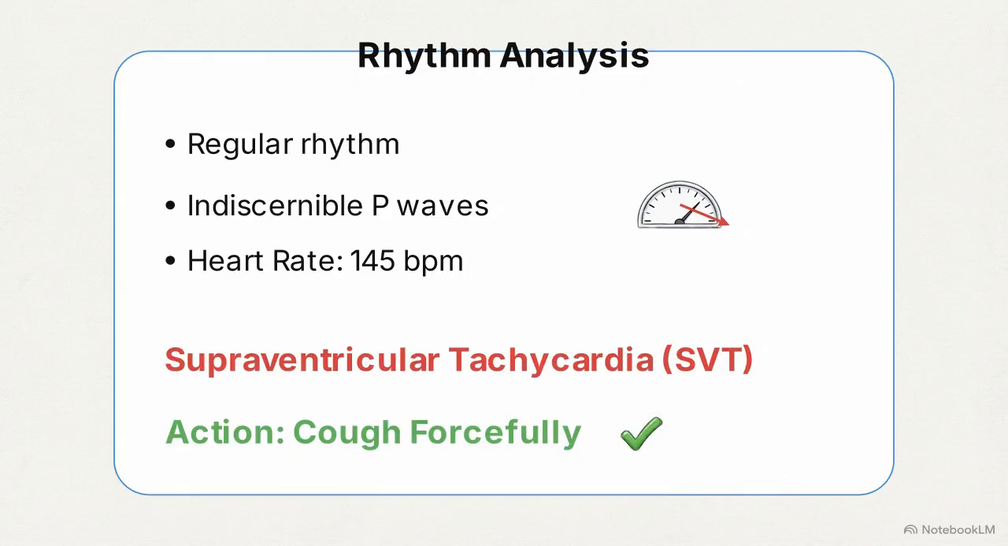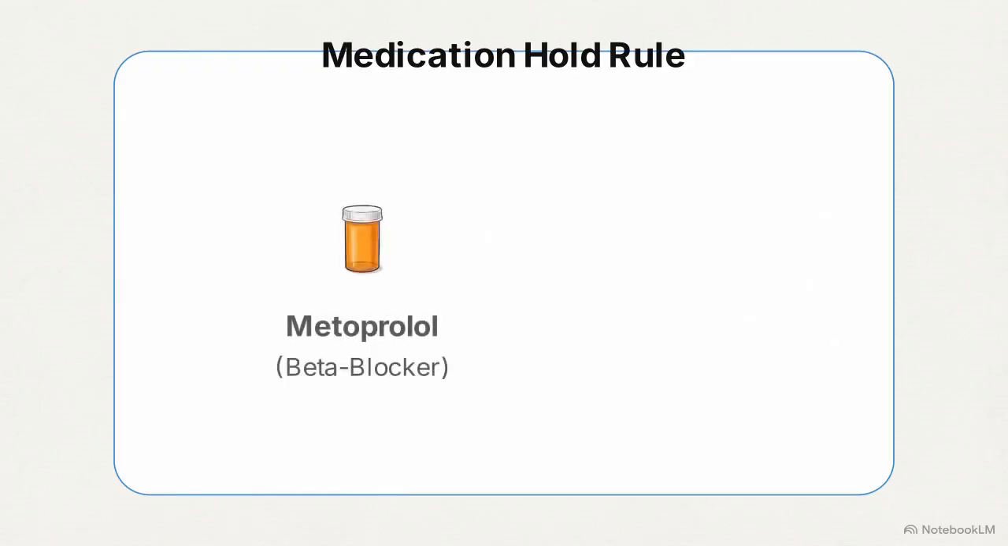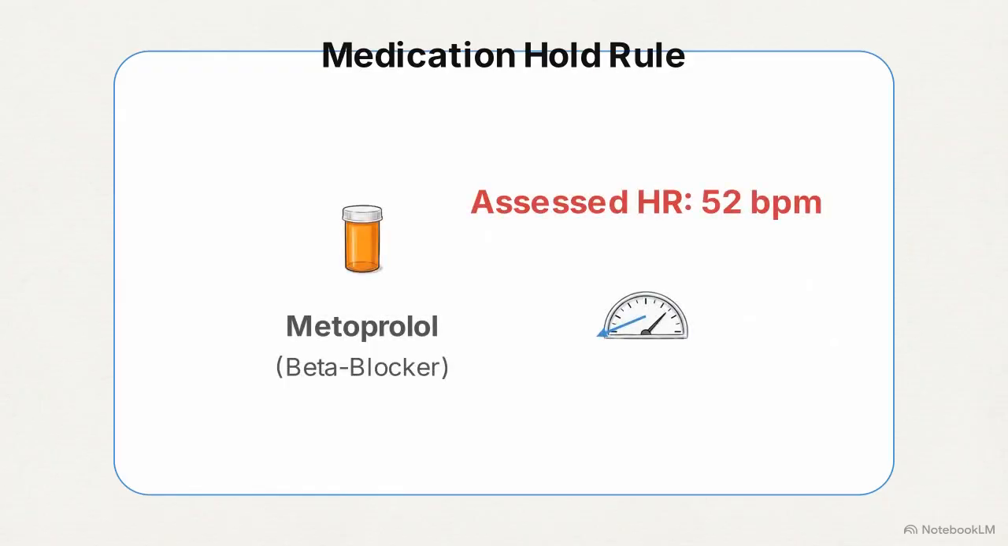Now we apply the medication hold rule. You have a patient with coronary artery disease receiving metoprolol. The assessment shows a heart rate of 52. Because that metric falls below the hard stop trigger of 60, you must intervene and hold the dose.